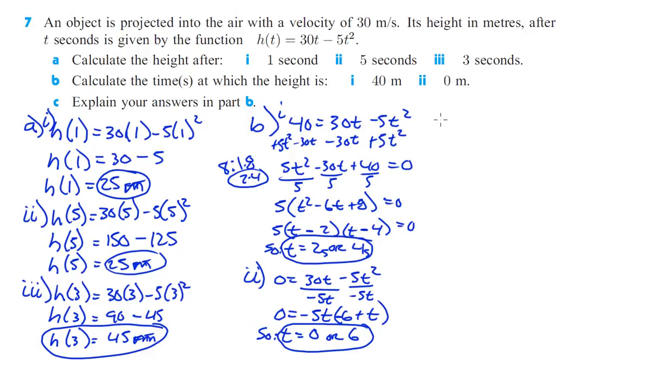Well, let's see. We kind of already did that. But anyway, at 2 seconds, it's at 40 meters, and it's going up. And at 4 seconds, it's at 40 meters coming back down. 0 seconds is right before it's launched, and 6 seconds is right when it hits the ground. Okay? All right.